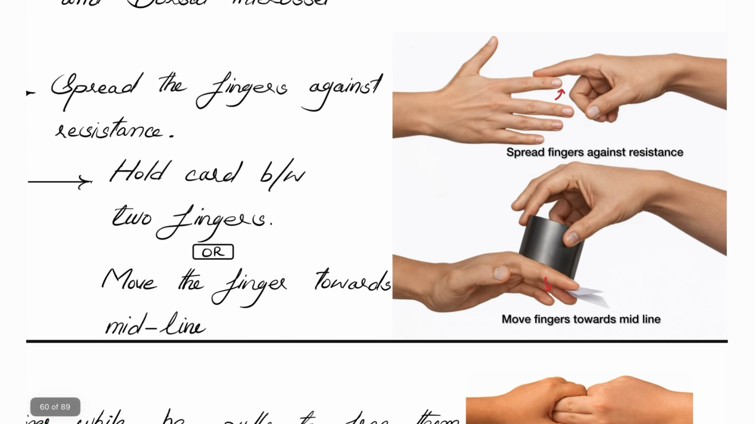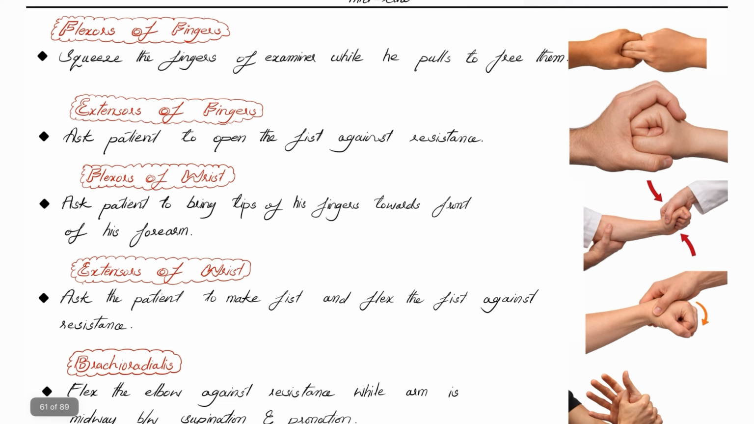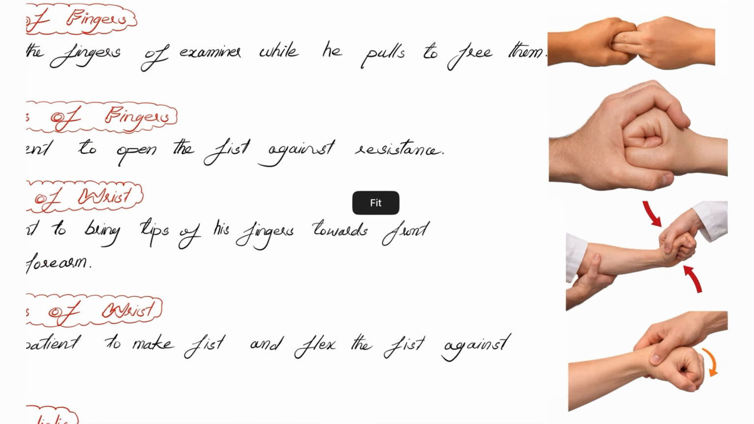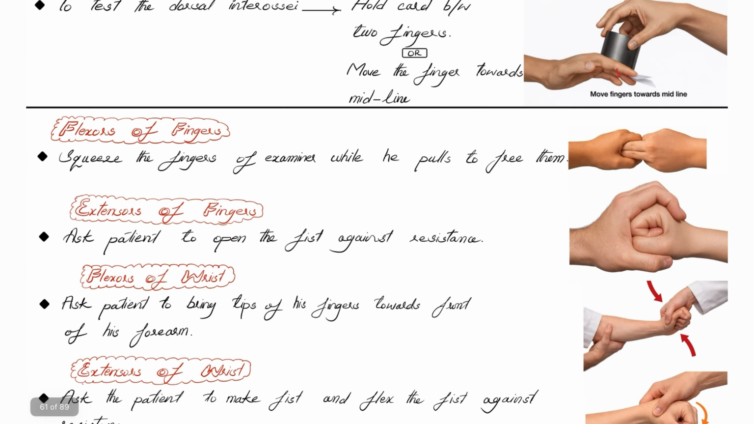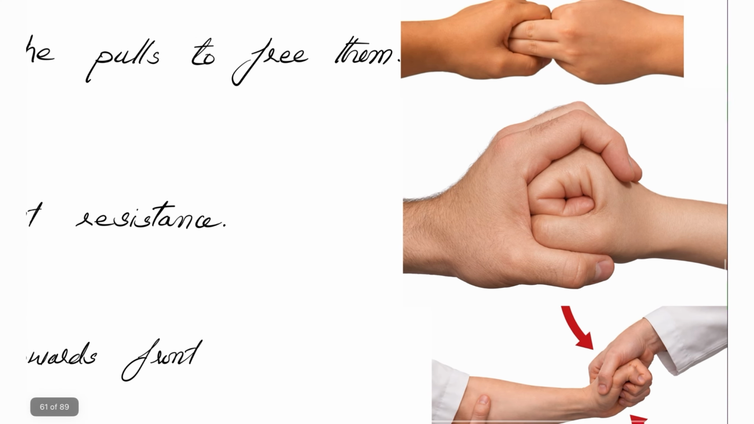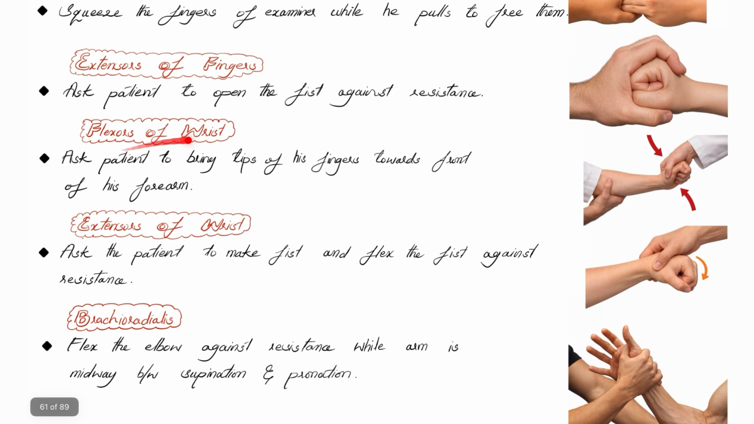For the flexors of the fingers, instruct the patient to squeeze the fingers of the doctor while he pulls to free them, as you see in the image. For the extensors of the fingers, ask the patient to open the fist against the resistance, as you see in the image. For the flexors of the wrist, ask the patient to bring the tips of his fingers towards the front of his forearm against the resistance.